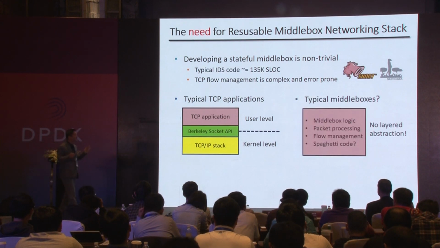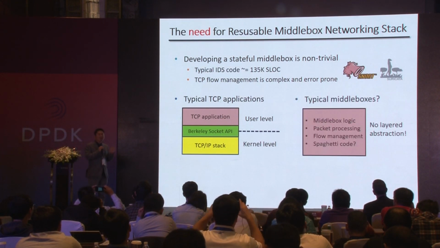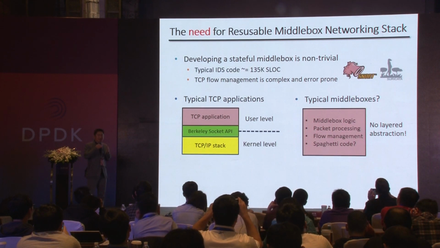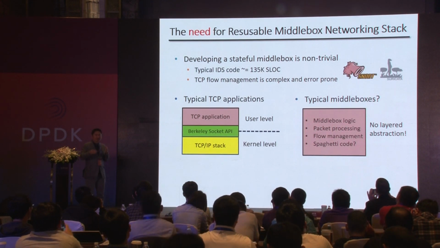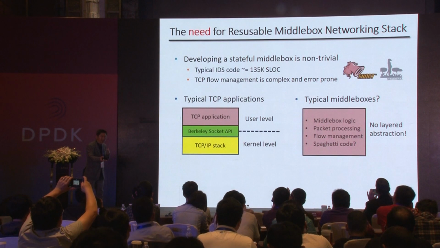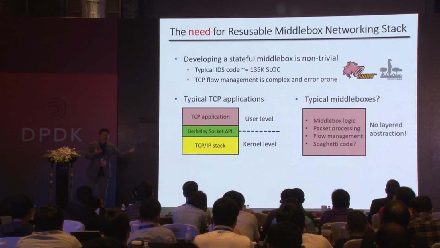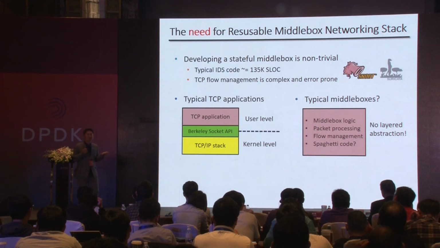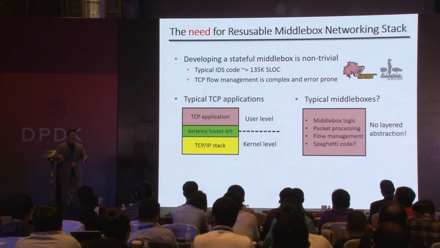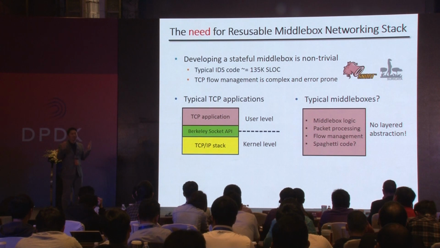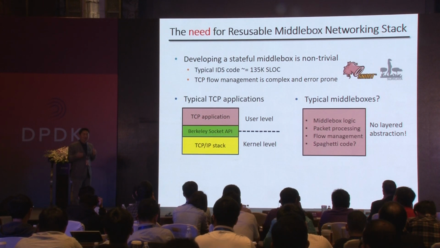But that's different for middleboxes. Middleboxes actually deal with intra-TCP state, right? So, whether this packet was retransmitted, and whether the content of the retransmitted packet is the same as the original packet. If it's not, maybe this is an attack, right? They work on this level, not on top of the TCP level. So if you actually look at the source code, they deal with packets instead of flows.